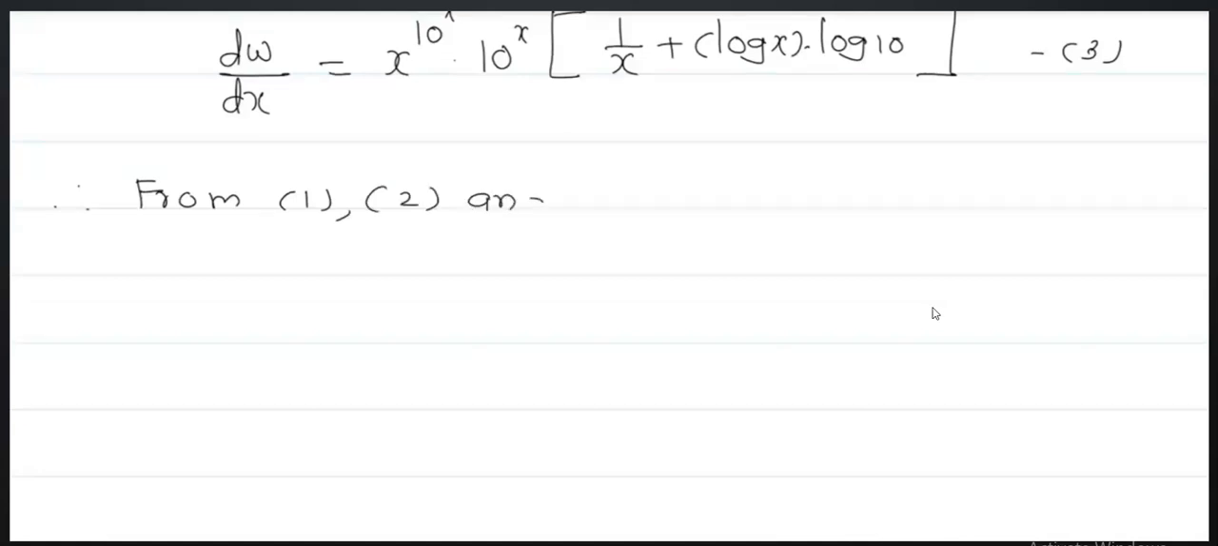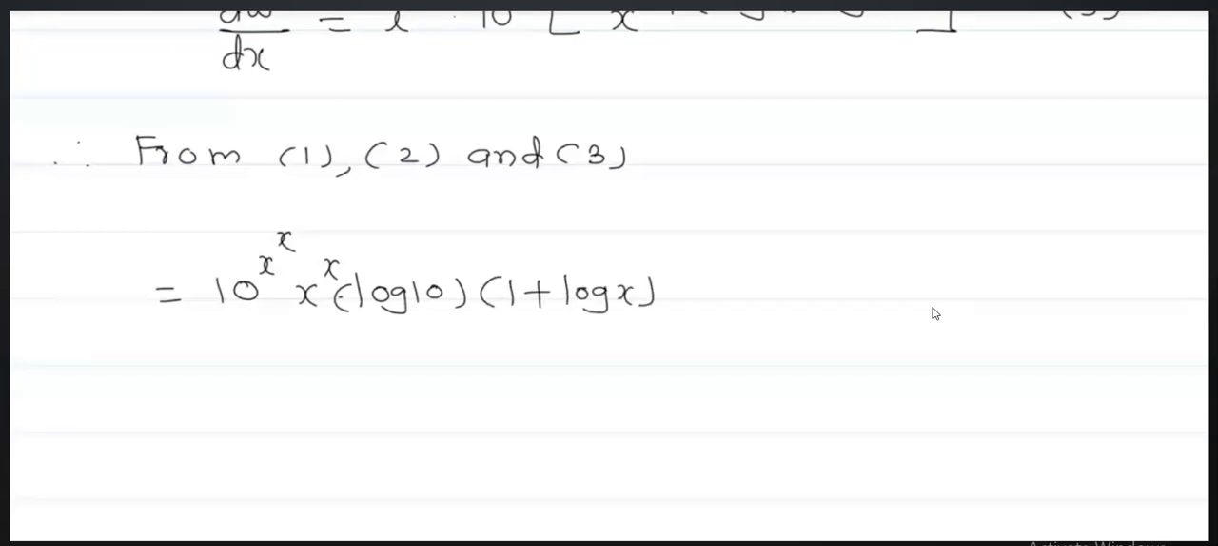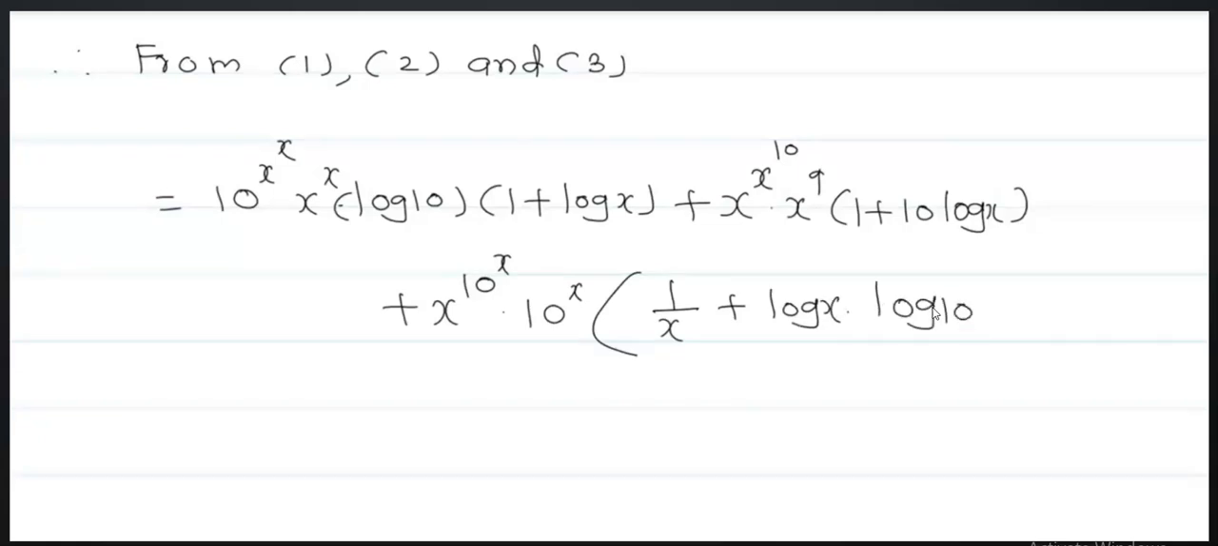Therefore, from 1, 2 and 3, that is 10 raised to x into x raised to x into log of 10 in bracket 1 plus log of x, plus x raised to 10 into x raised to 9 in bracket 1 plus 10 log x, plus x raised to 10 raised to x log into 10 raised to x in bracket 1 upon x plus log of x into log of 10.